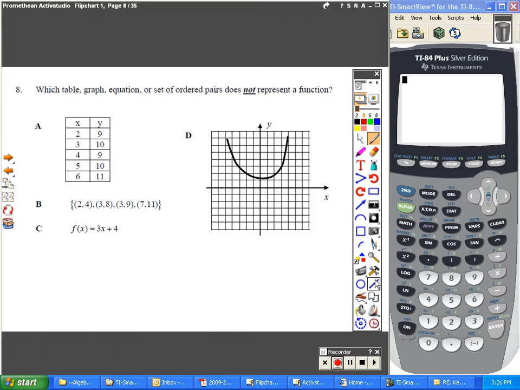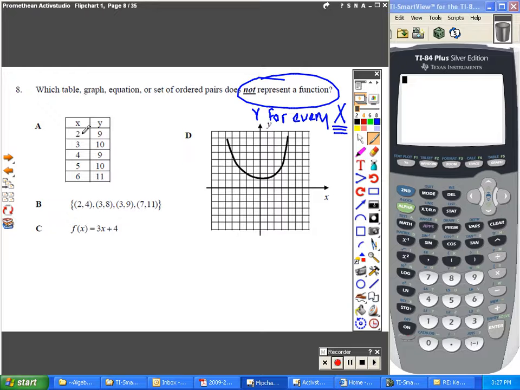Question number 8. Which table, graph, equation, or set of ordered pairs does not represent a function? If you remember when we described what functions are, there's kind of two ways to look at it. One is there's one value of y for every value of x. In other words, that x cannot be repeated. The other way to look at it is the vertical line test, which is what I would use for question D. But let's start with A.